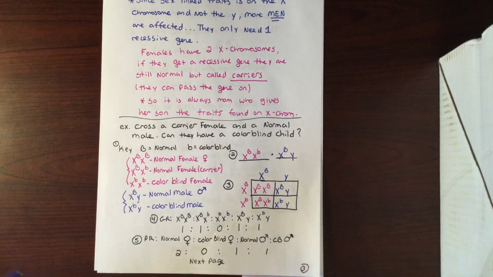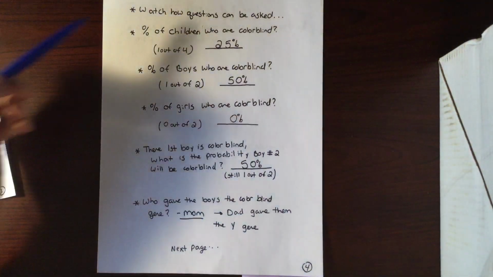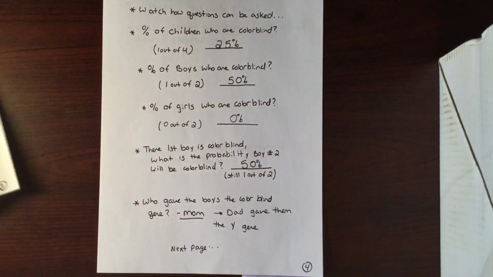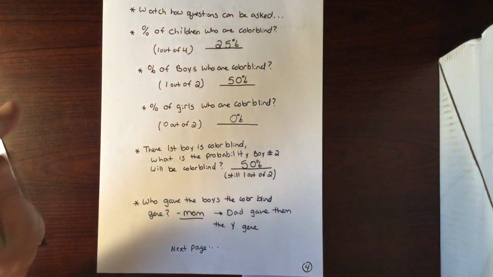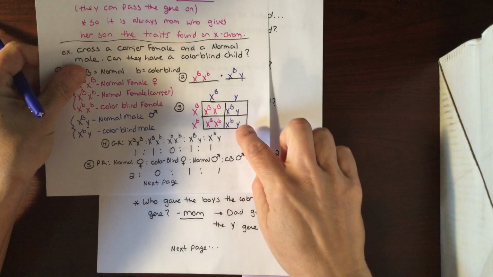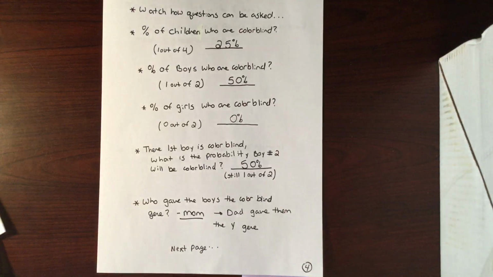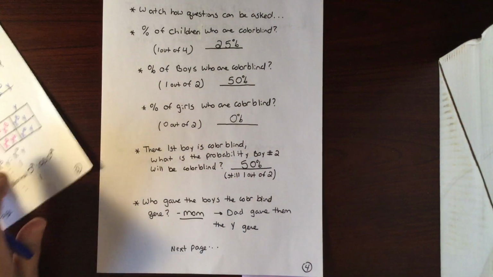So how could I ask you guys questions like this particular page? Thinking about that cross that we just did, I could say, what percentage of the children are colorblind? Well, out of those children, only 1 out of 4, so you would say, oh, it's 25%. But I might also ask you, out of the boys, what percentage of the boys are colorblind? If we're looking at those boys again, I have a probability of producing 2 boys. One of those 2 is colorblind. There I have a 50% chance of having a colorblind boy. What is the probability of having a colorblind girl? Absolutely none. 0 out of 2. I cannot have a colorblind girl.